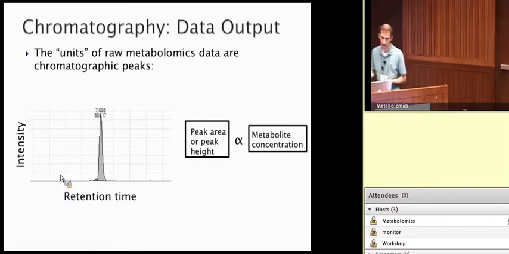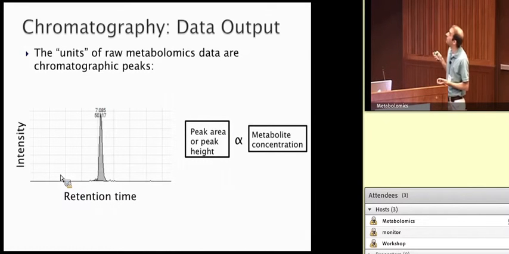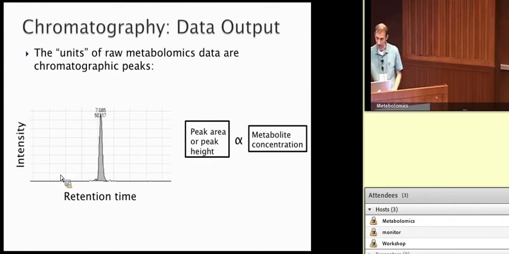Okay, so the data output, the units of raw metabolomics data are these chromatographic peaks. They're a plot, like I said, of intensity versus retention time. Here we have a simplified chromatogram just showing a single component, more or less. And the thing to remember is that both the peak area, that's the area under the curve if you do an integration using a computer or however you want to do that, or the peak height are proportional to the metabolite, or whatever it is you're measuring, the concentration of that metabolite. So that's how we get our quantitative information out of a chromatogram.